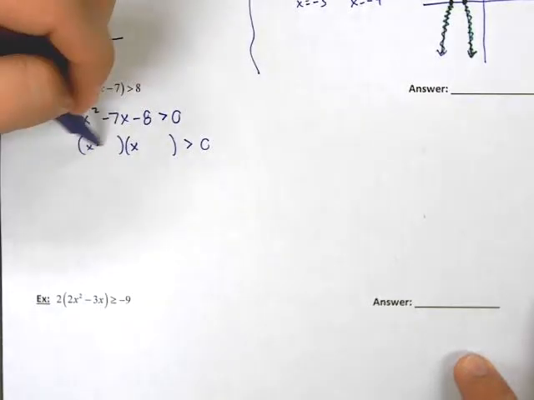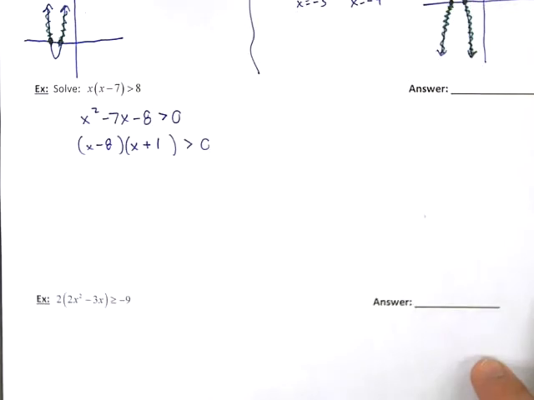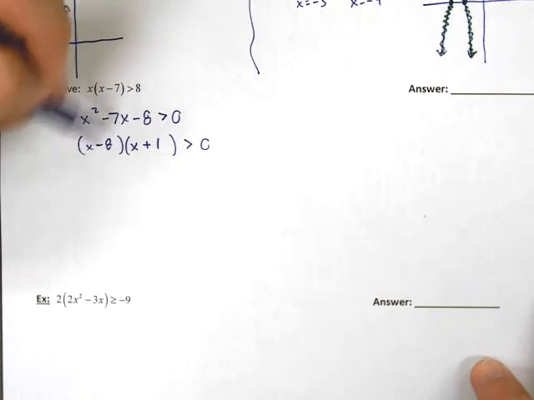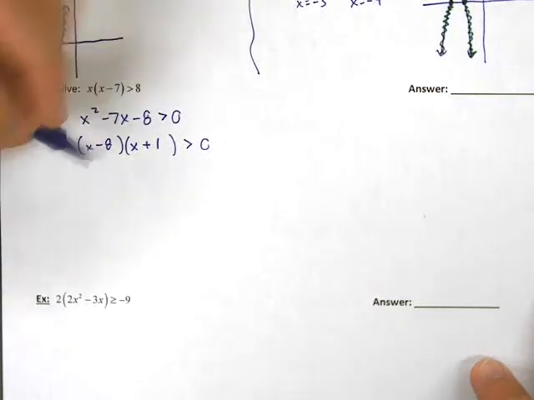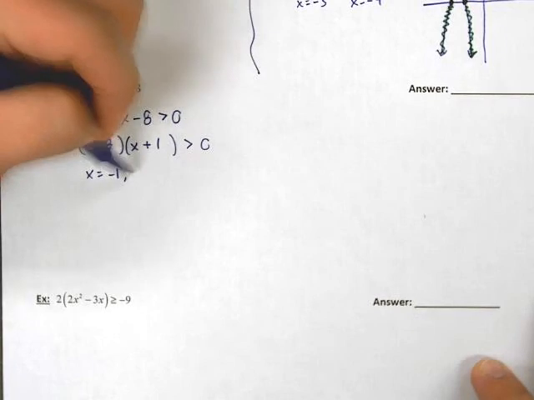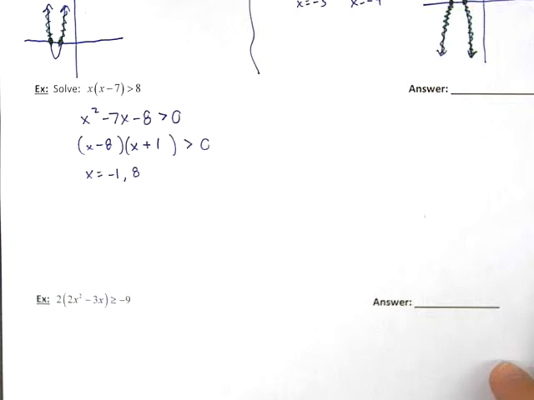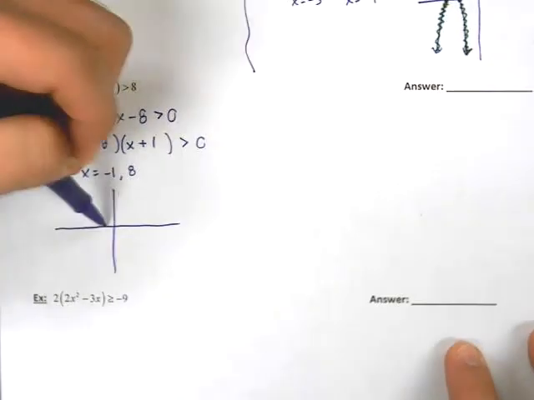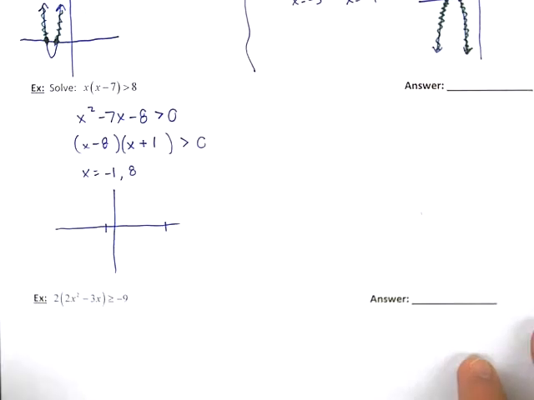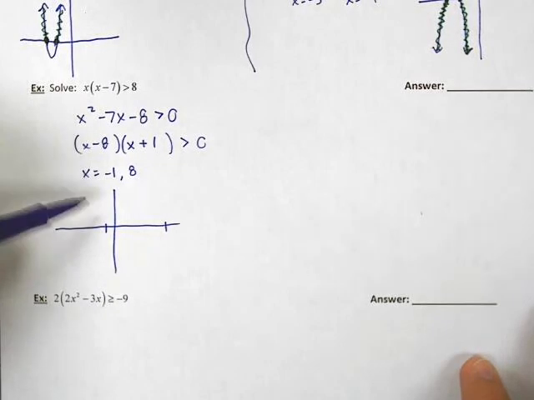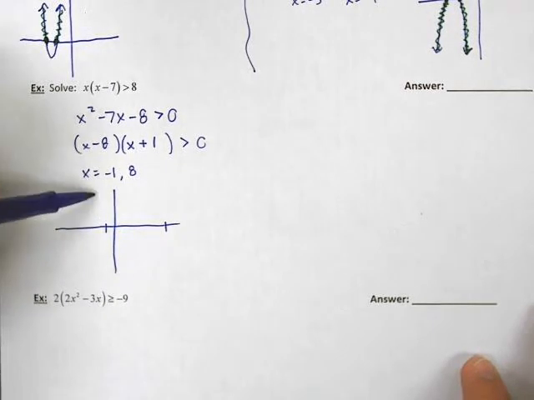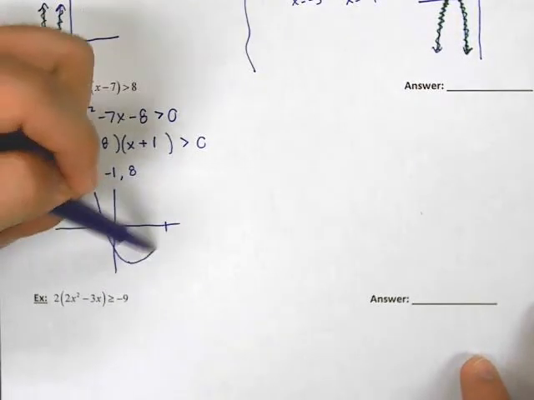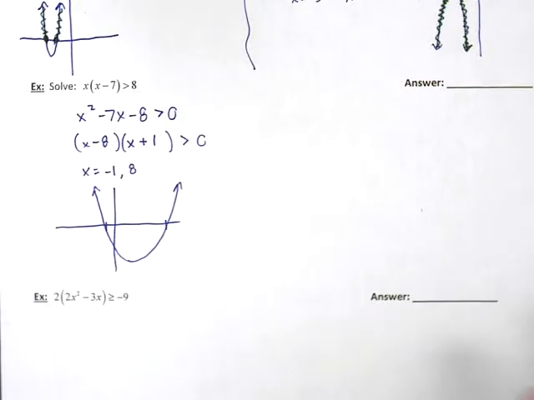I'm going to go minus 8 plus 1. Right? Got to get to negative 7, so negative 8 plus 1. Perfect. Critical points of negative 1 and positive 8. So we sketch them. Negative 1, positive 8. And my a value is positive, so I'm opening up. Something like this. Just a quick sketch.